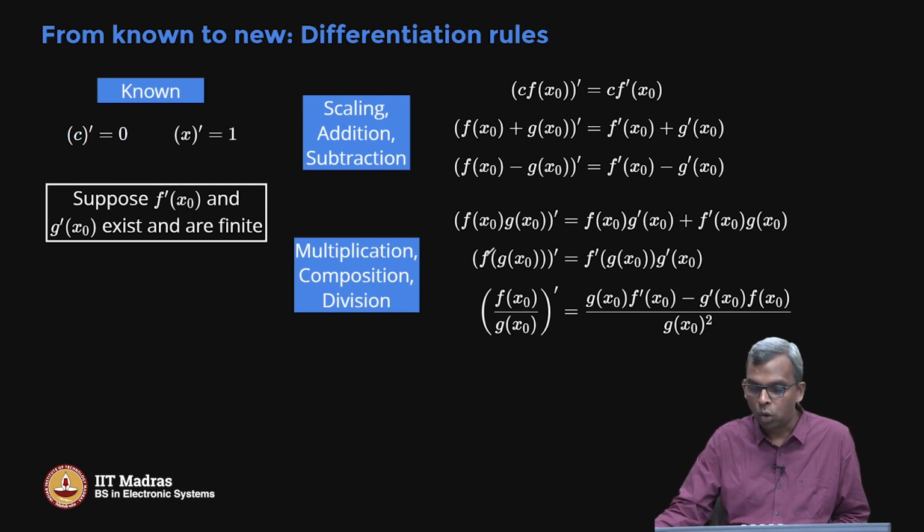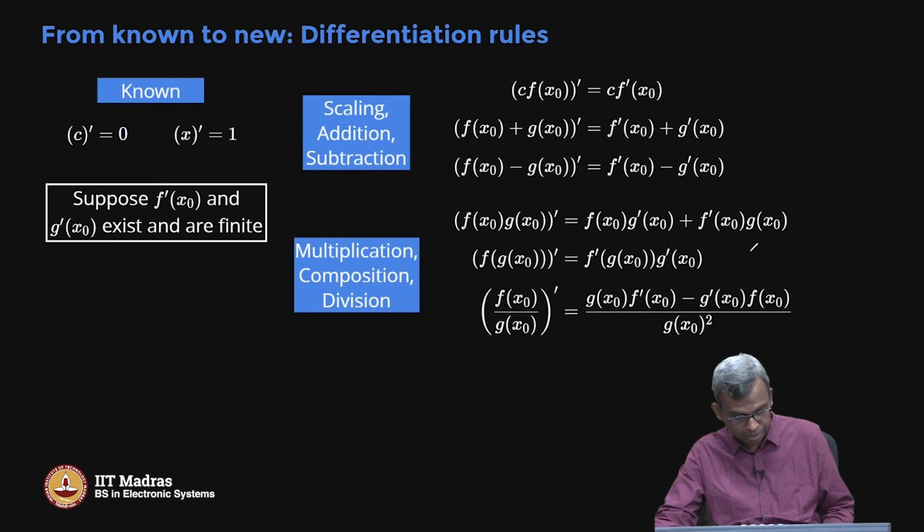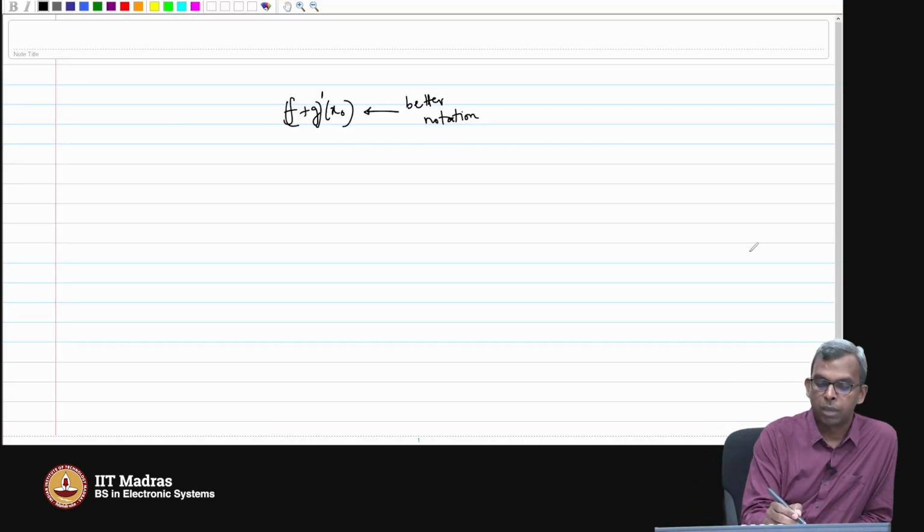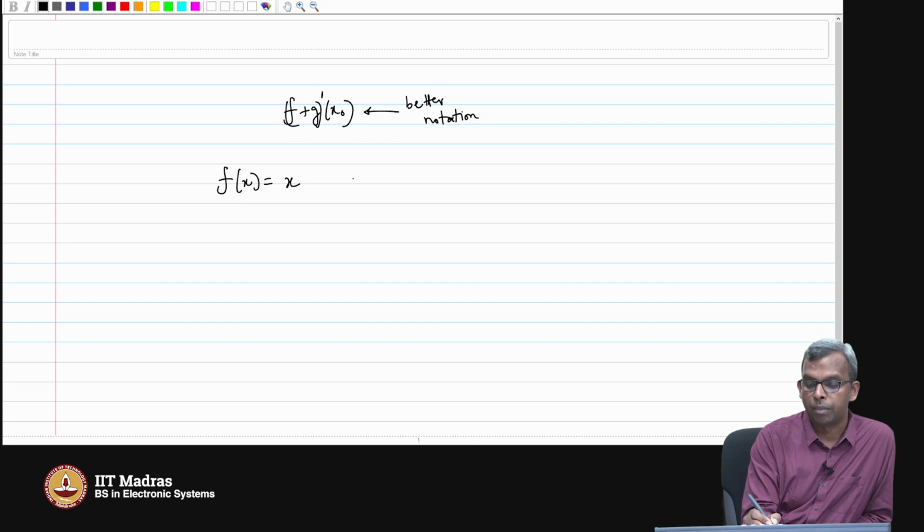Now composition is a very interesting and important operation. What is f of g of x naught? Let me give you a few examples to illustrate what I mean by this. You may have a very easy function, like for instance f of x is x, or maybe let me take a slightly different function. f of x is 1 minus x squared, right?